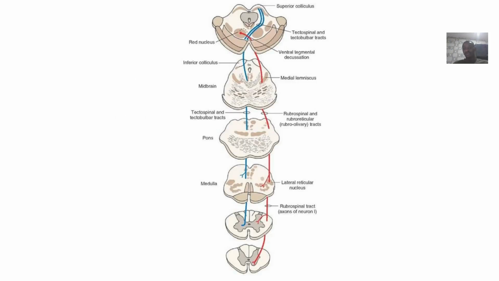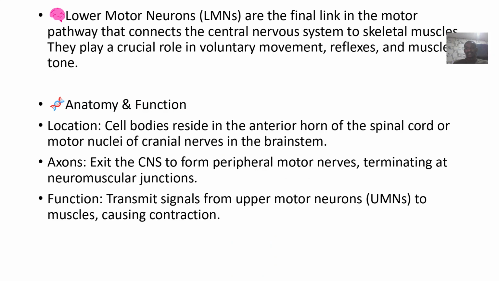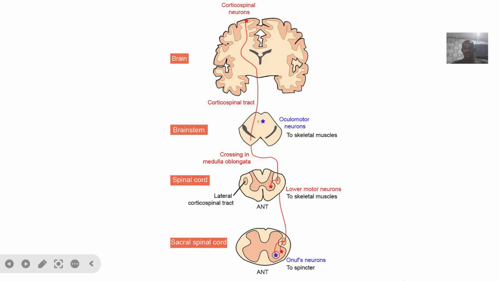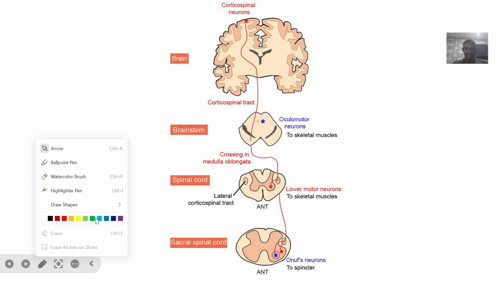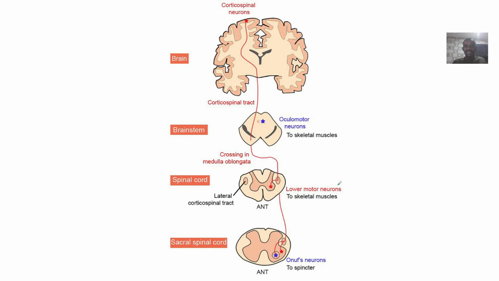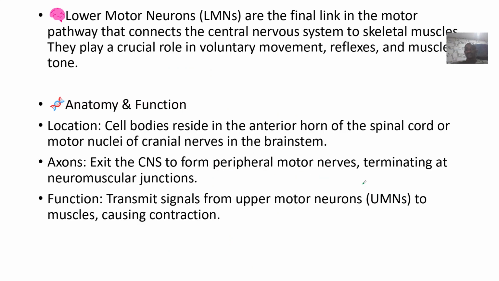So the lower motor neurons are like the final link in the motor pathway that connects the central nervous system to skeletal muscles. Do you understand? So if you look at this, lower motor neurons, they are down here. You understand? They are the final link. So they are very crucial in your voluntary movement, your reflexes, muscle tone, and all.